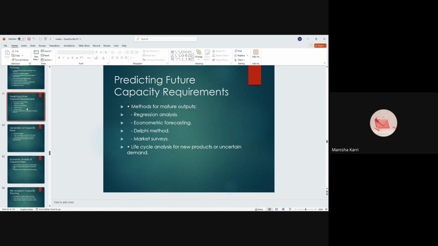Okay. And the next one is life cycle analysis for new products or uncertain demand. What does it mean? Generally it deals with new products or products with uncertain demand. Traditional forecasting methods may be less effective because there is limited time or no historical data. For example, life cycle analysis, as we discussed in yesterday's class, considers that products typically go through different stages: introduction stage, growth stage, maturity stage, and last one is decline stage. Okay. This is nothing but predicting future capacity requirements.